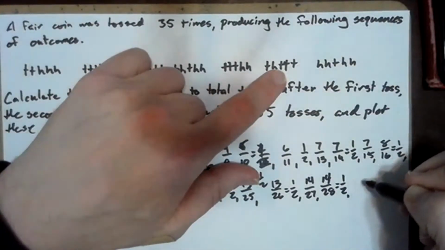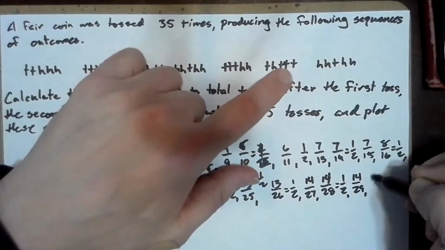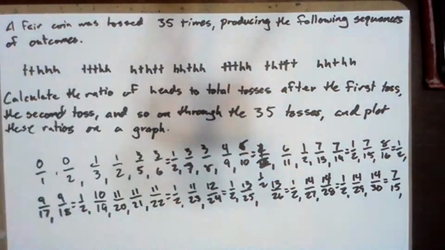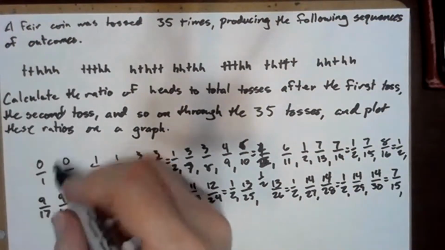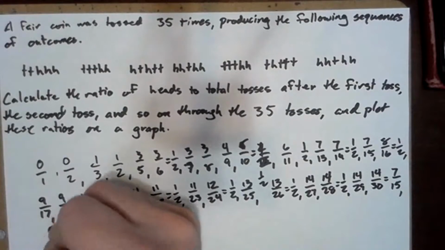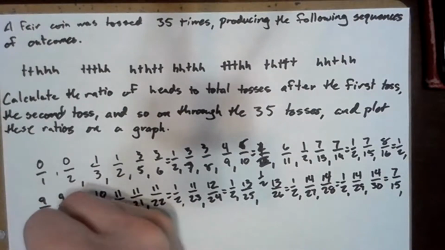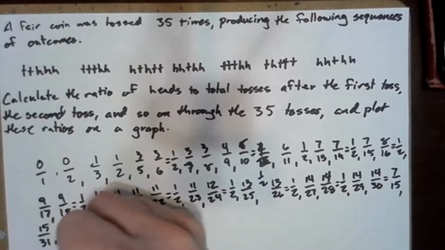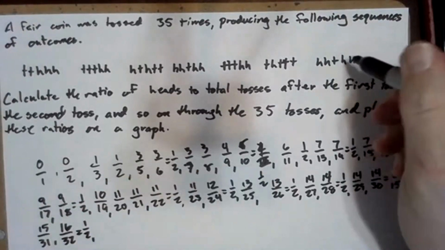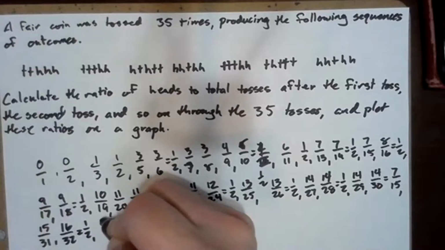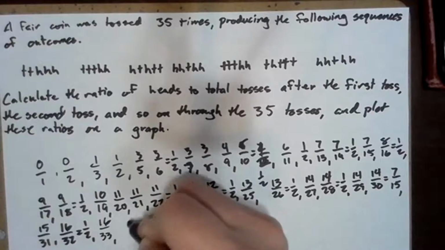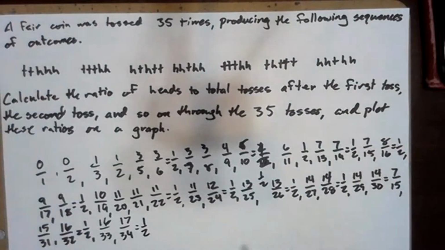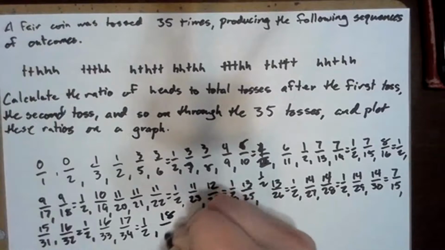Another tail, 14/29. Another tail, 14/30, which is 7/15. Another head, 15/31. Another head, 16/32, which is 1/2. Another tail, 16/33, another head, 17/34 is 1/2. And finally, one more head brings us to 18/35.